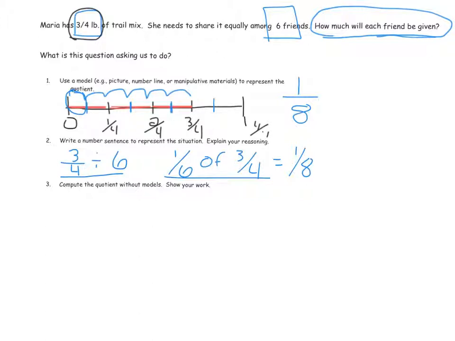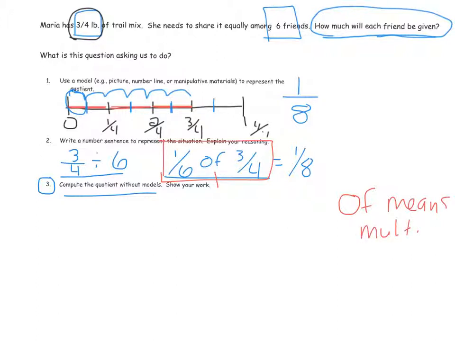Now, what you're going to have to do on your assessment down the road is to compute it without models. So here, the easiest way is looking at this one right here, because I hope you know by now what of means. Remember, of in math means multiplication. So we could take 1/6 times 3/4. And then use our multiplication skills that we reviewed.